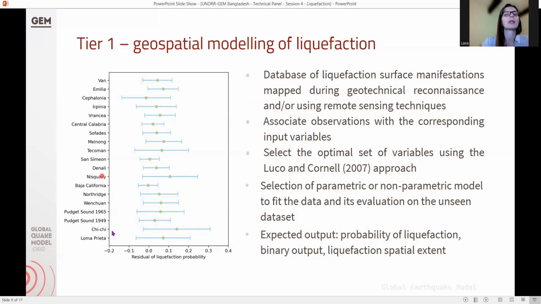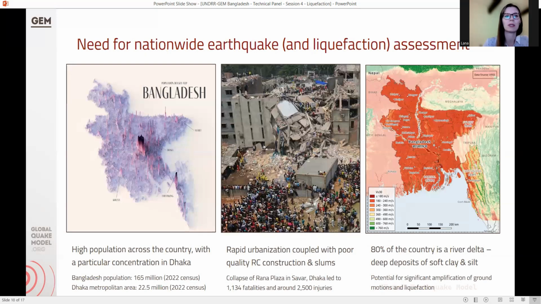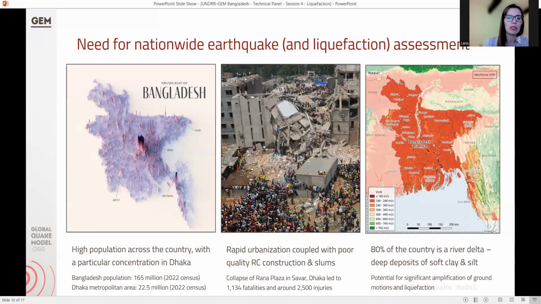And here we can see an example of evaluation of the model performance in terms of the residuals. Given that these types of models are approximate in nature, we can consider this variability acceptable.